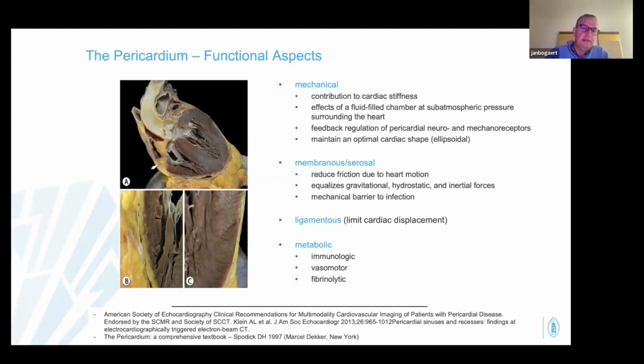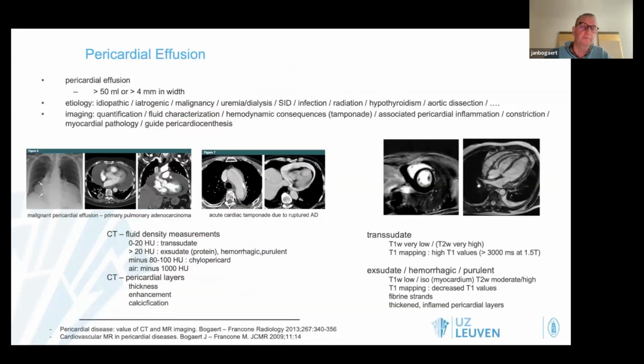Next is that the pericardium is supported by some ligaments to the sternum and other parts of the chest wall to ensure that the cardiac displacement is as small as possible. And finally, there's also a metabolic role of the pericardium.